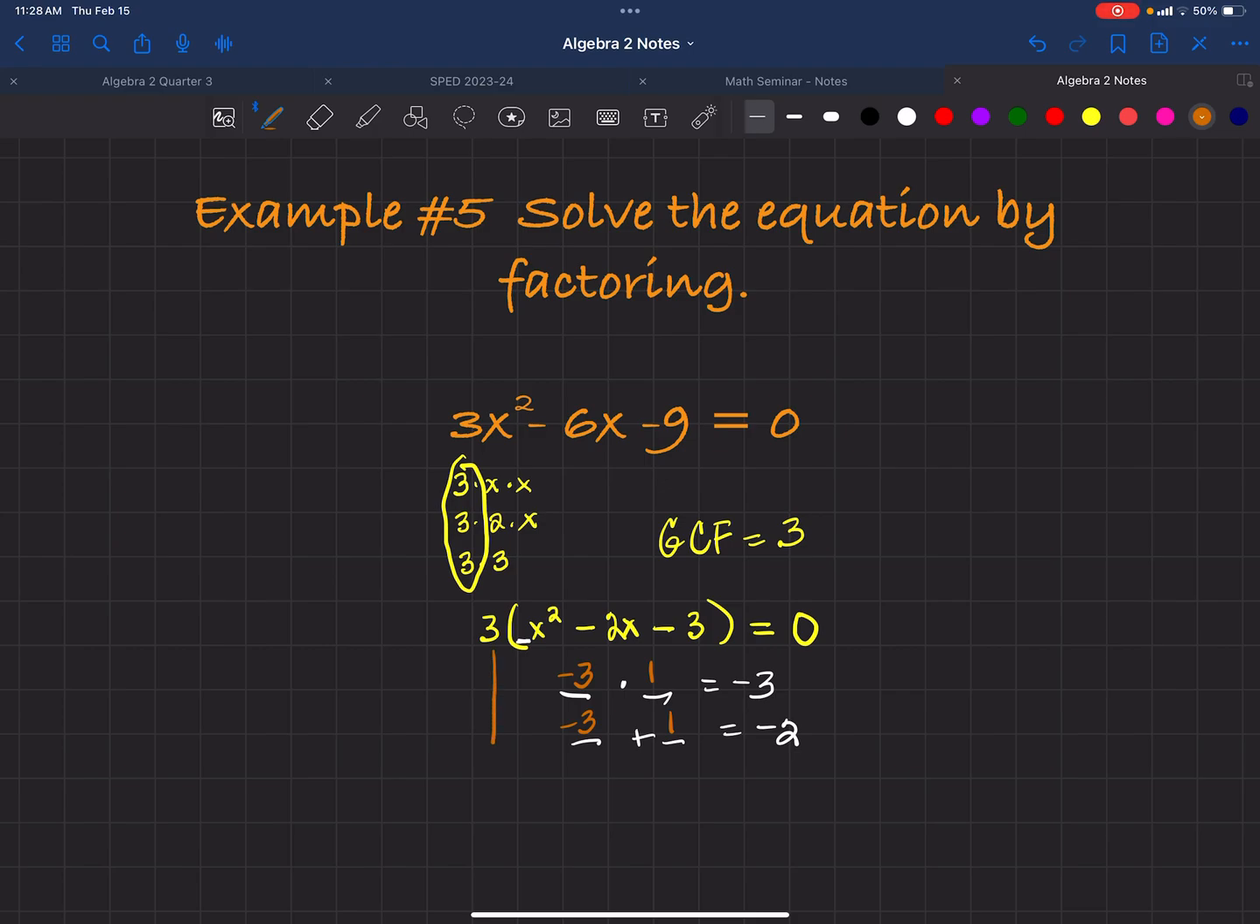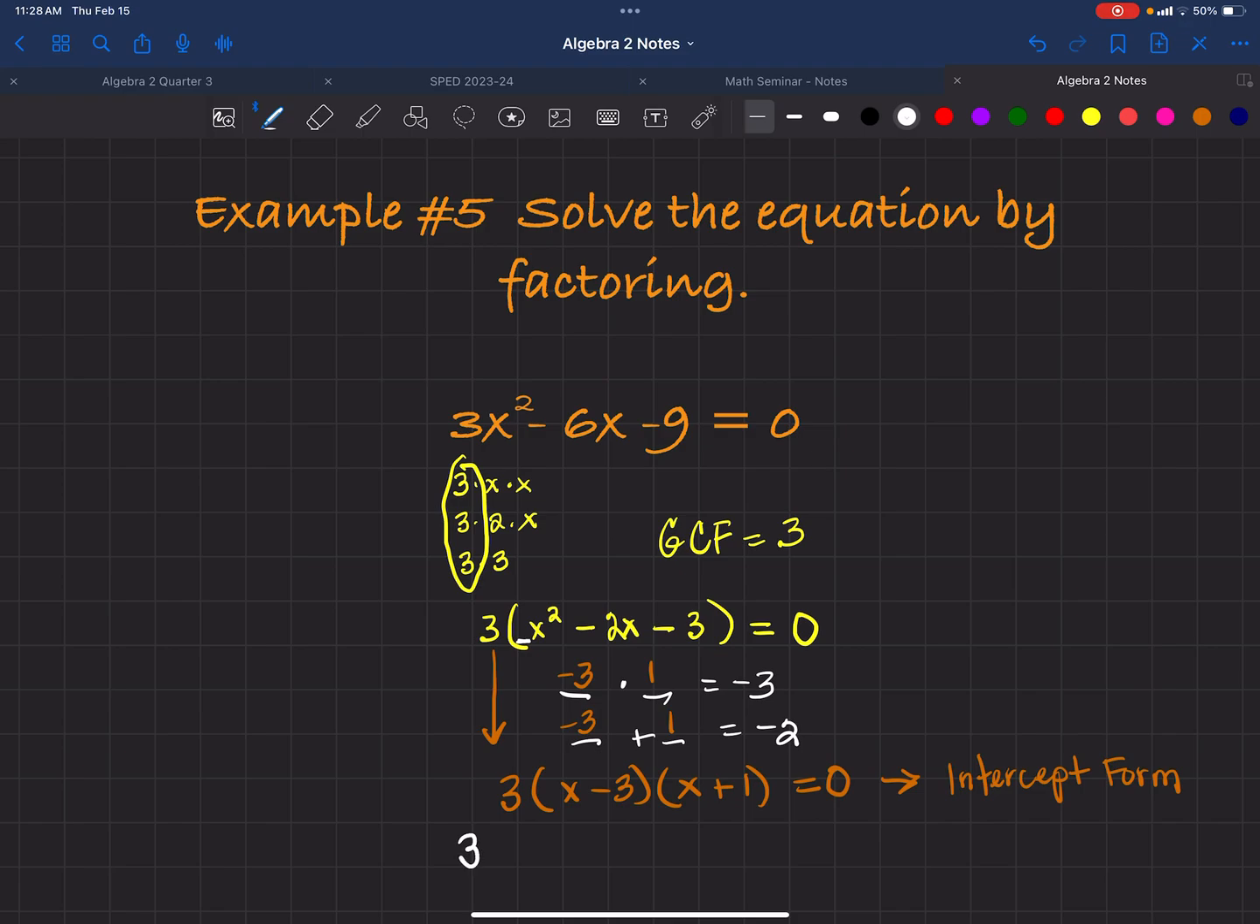Remember to bring down your GCF, and you can go ahead and write your factors. From here, make sure you understand that this is your intercept form. And then you're going to apply your zero product property.